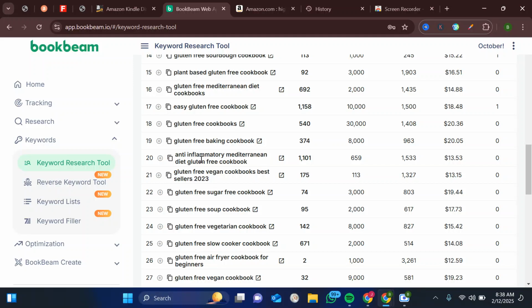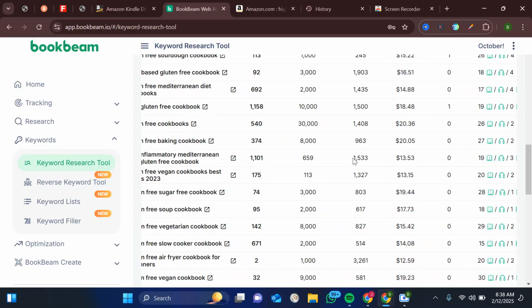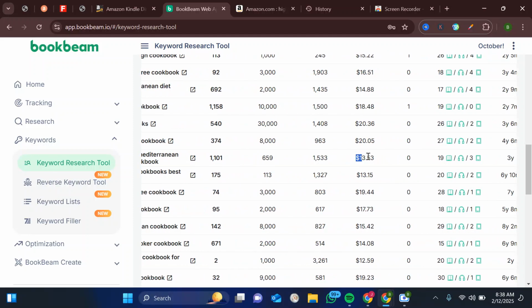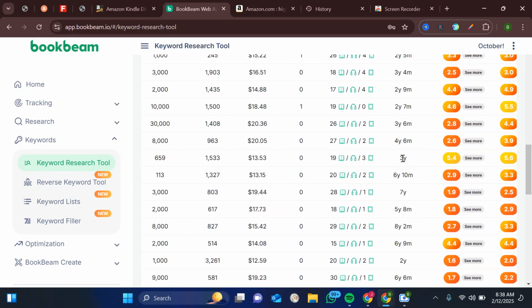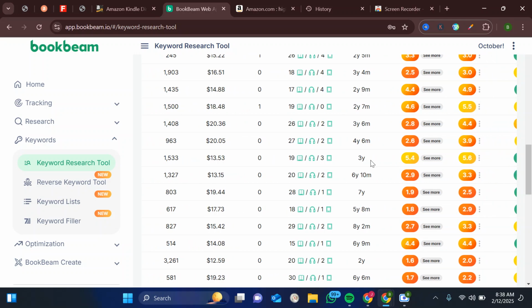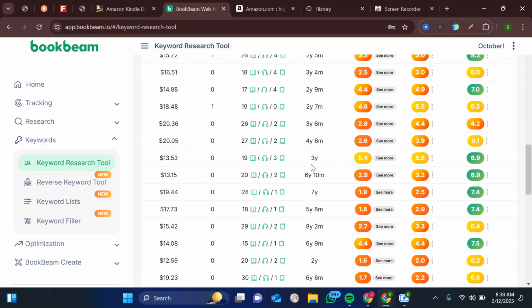Anti-inflammatory Mediterranean diet gluten free book. Let's go. Its average price is 13.5. This is good. Now, the average age of the books published is 3 years. So we can still go for this. We can still go for this. And I think the search volume is high.